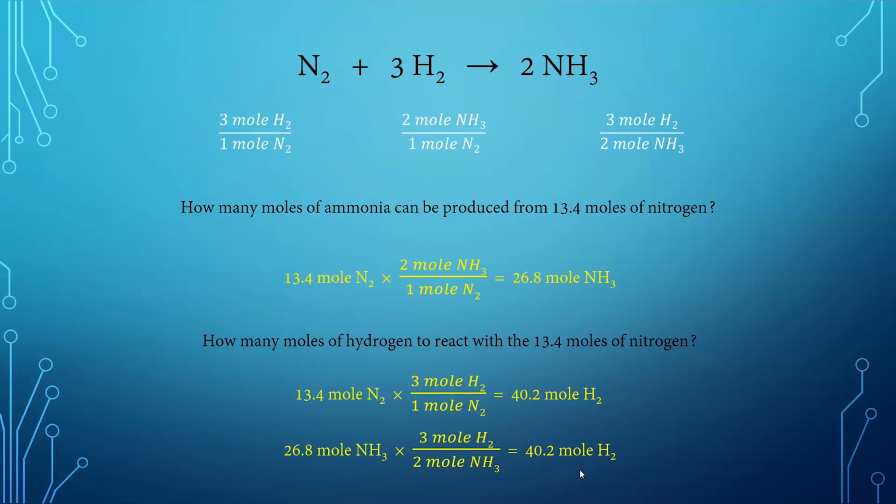So stoichiometry is just simply a way of relating the amounts of substances in a chemical reaction. So you can calculate how much of each substance you need. You can figure out how much of the product you're going to get.